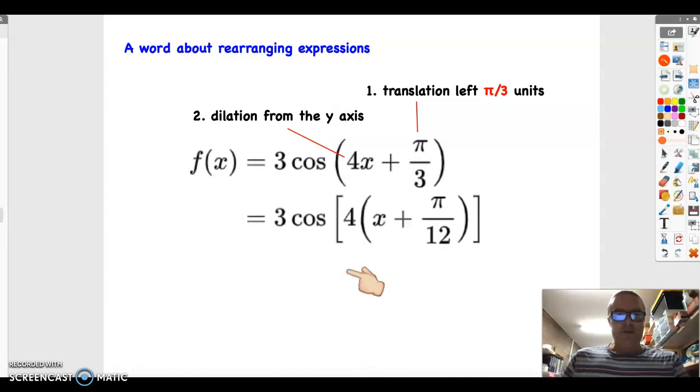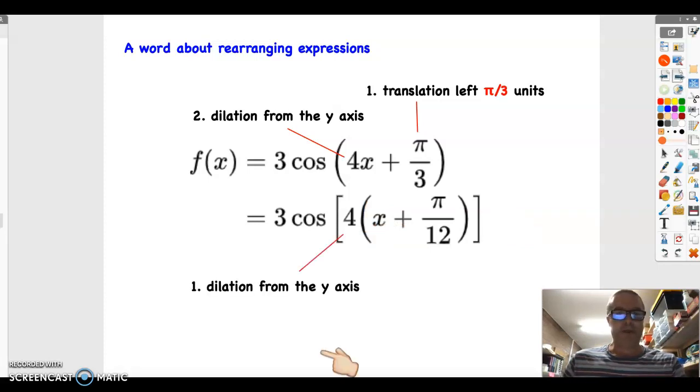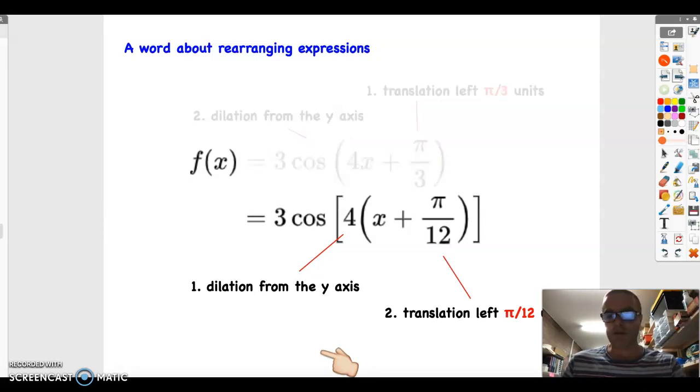If we take the 4 out as a factor, what we end up with is a rearranged expression. In this case, we would dilate from the y-axis first, and then we would translate by pi over 12 units after that. I find that this is an easier way to sketch a graph when I've got a dilation from the y-axis and a horizontal translation at the same time. So just be aware that you may need to rearrange to understand the transformations that are occurring.